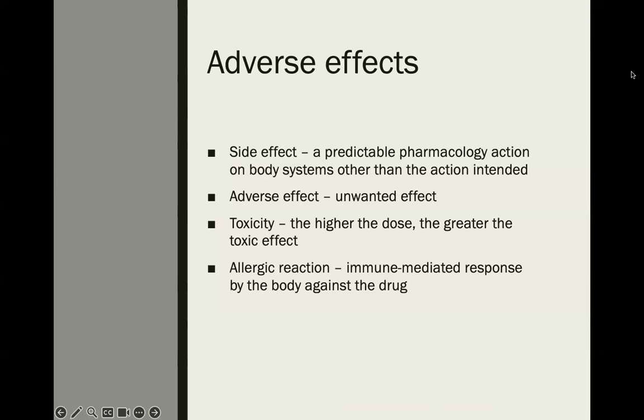An adverse effect is an unwanted effect. So we take that medication and something that is not supposed to happen happens. Toxicity: if we take too much of the medication, this can have a toxic effect. So the higher the dose, the greater the toxic effect. And then we can have an allergic reaction to the medication. An allergic reaction is an immune mediated response by the body against the drug. So you take the drug, it goes in your system, and your body is like, wait, this is unfamiliar, and it tries to fight it off. So you have an allergic reaction to it.